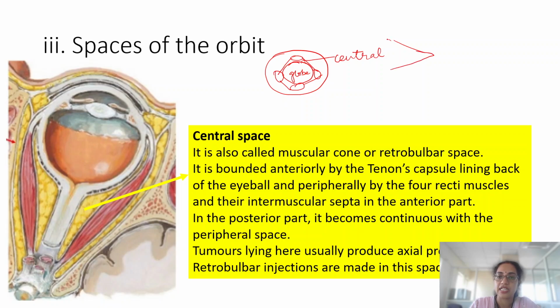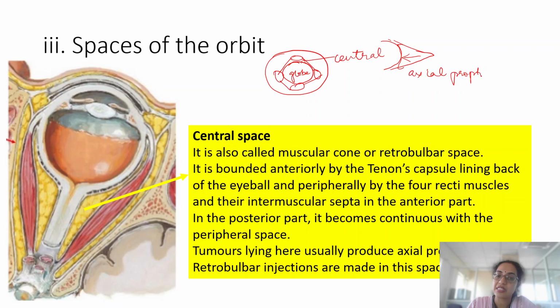Okay. So anteriorly it is open like an ice cream cone. It's bounded anteriorly by the Tenon's capsule lining the back of the eyeball. If you see it laterally, there is Tenon's capsule here lining the back of the eyeball, and peripherally the four recti muscles with their respective intermuscular septa. So this becomes a very small space. Tumors lying here or any masses in this area will push the eyeball forward and cause axial proptosis.